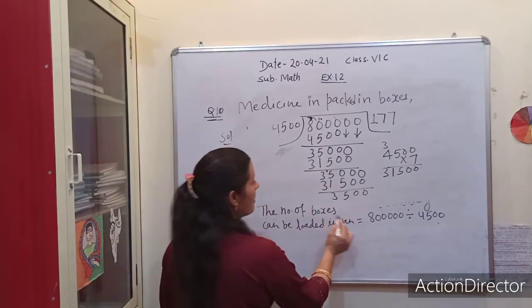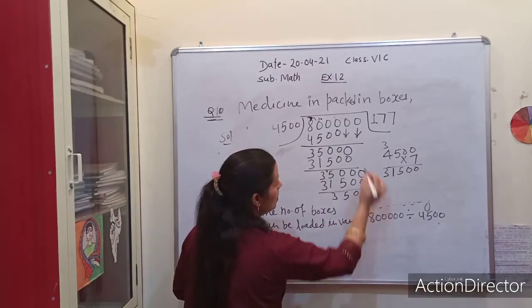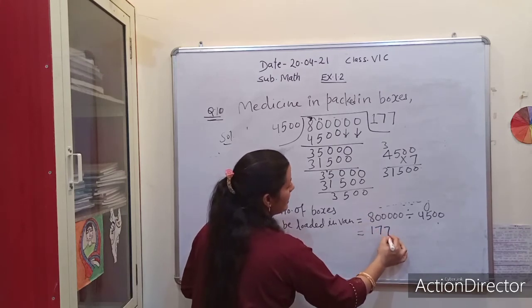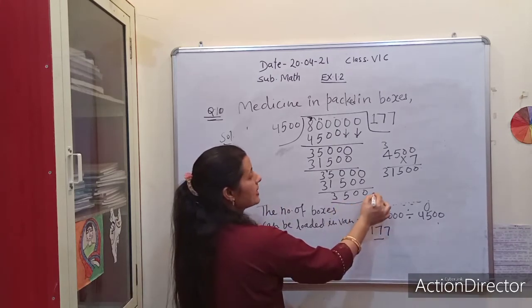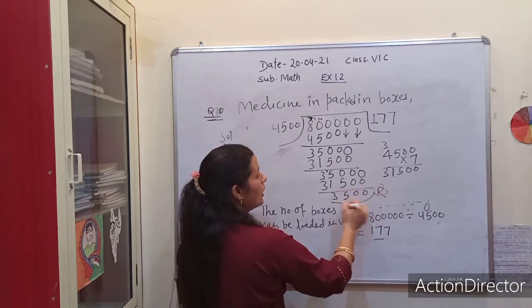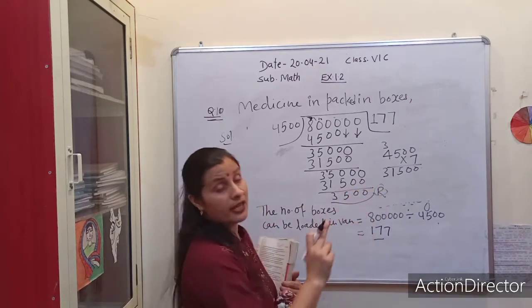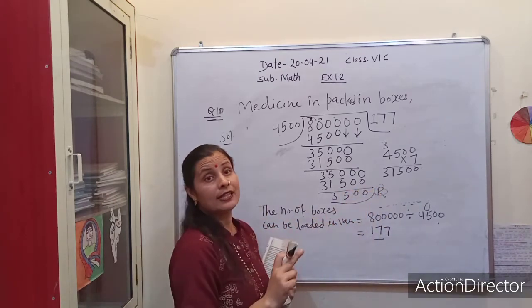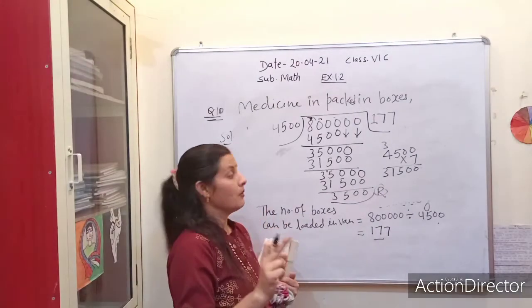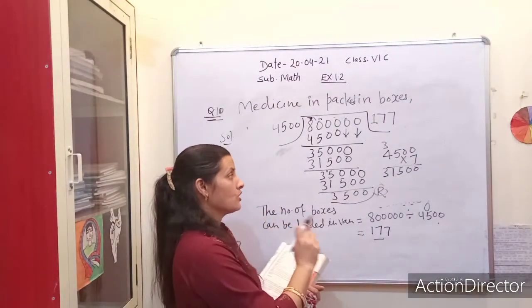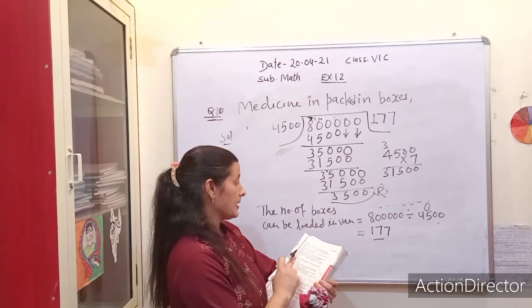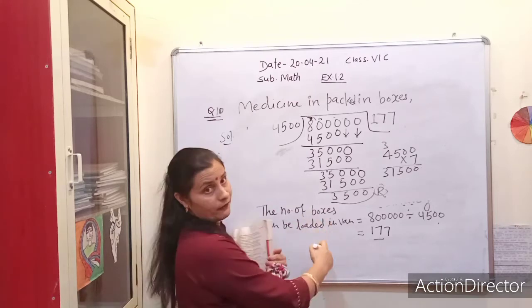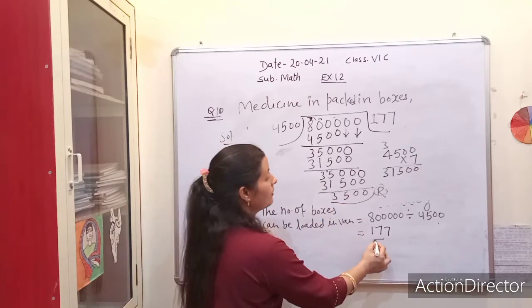So we can write the number of boxes equals 177. There is no need to mention this remainder, because the earlier question was asking how much cloth remains, but here nothing is written about it. Here it is asking how many boxes can we load. Okay, so our answer will be finished here.